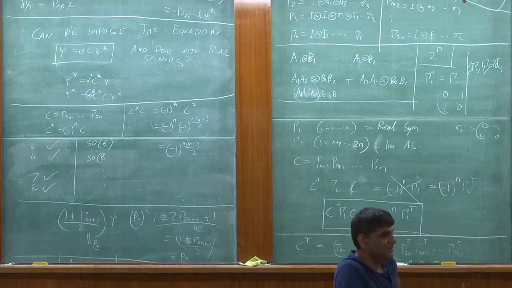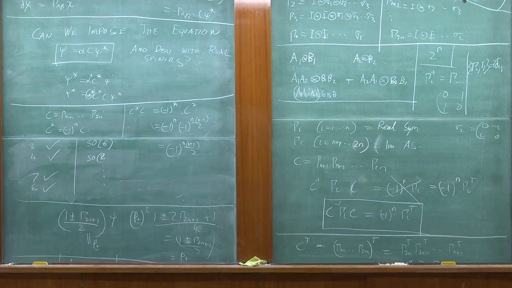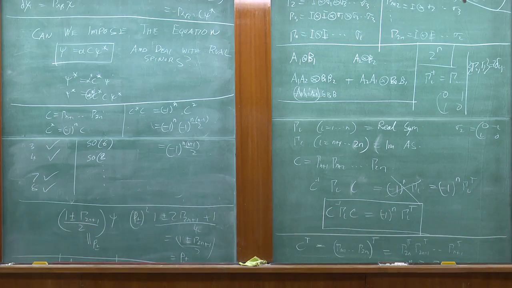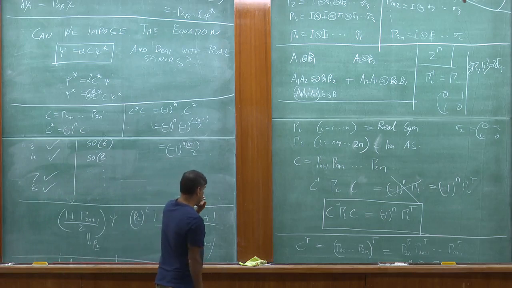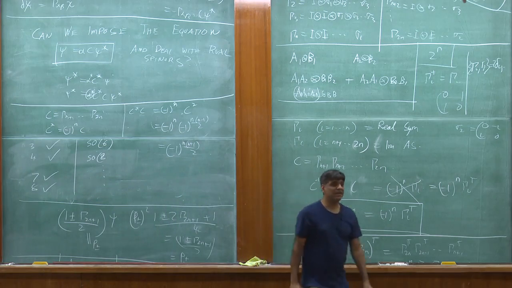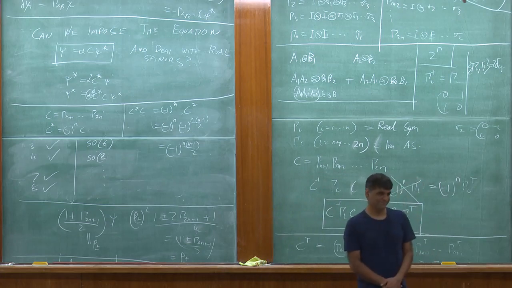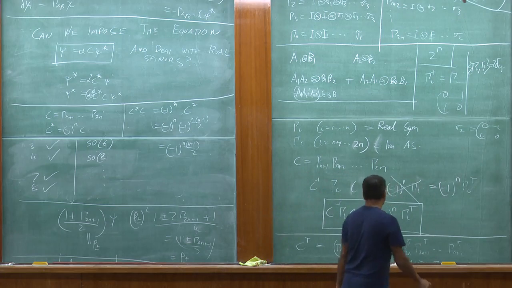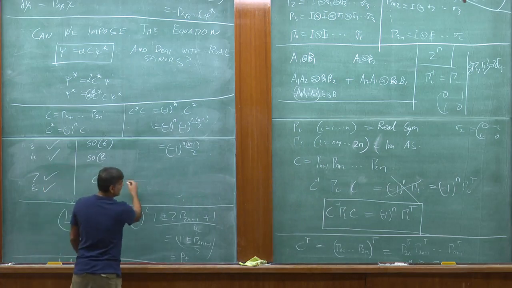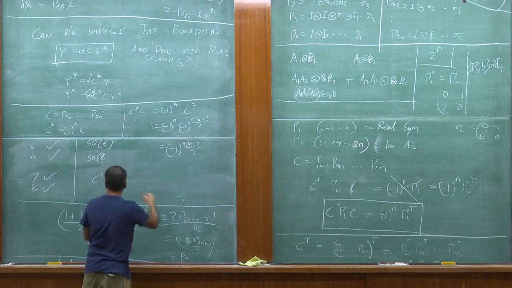Now, for reality we've been discussing SO2n. What about SO2n plus 1? Well, the first question we should ask ourselves is whether this nice property for gamma matrices that we checked for SO2n also works for gamma 2n plus 1. Okay, so let's check that. So let us compute C inverse gamma 2n plus 1 C.